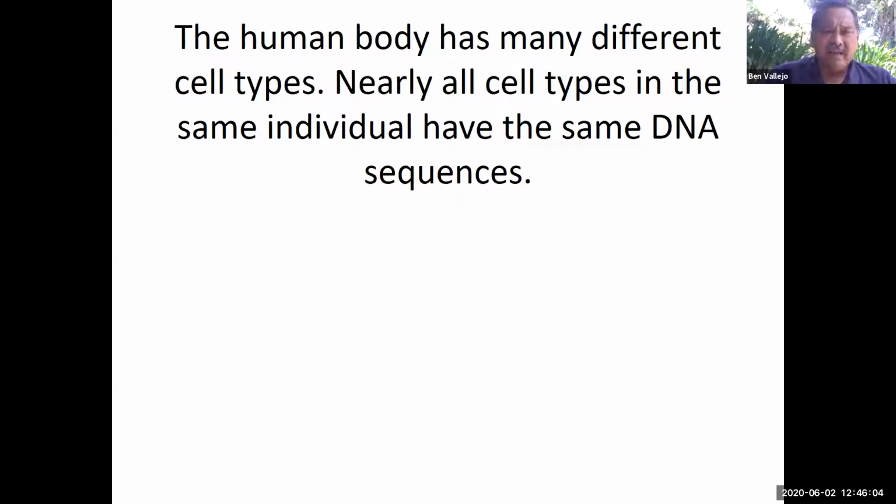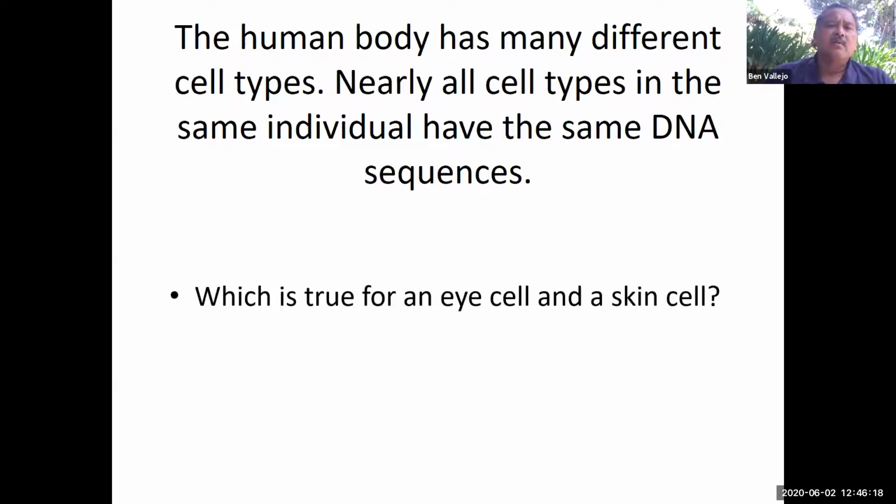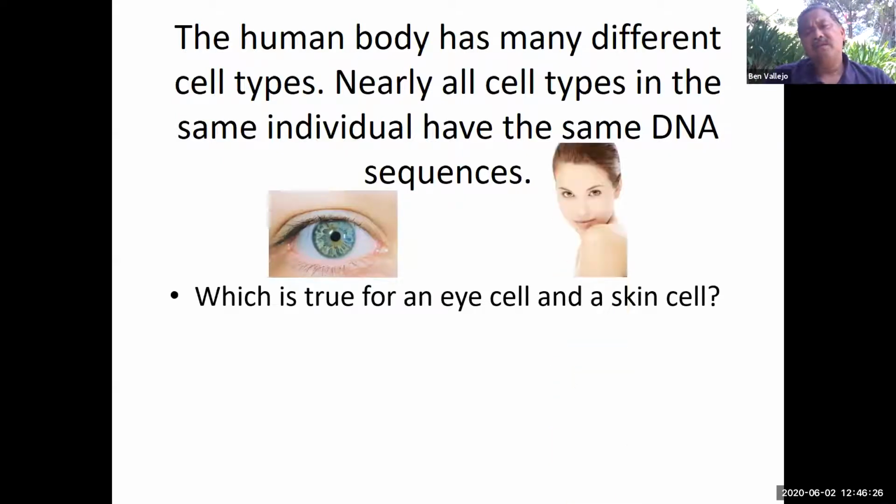But if you happen to get the book on Baryshnikov and ballet, that's not going to help you all that much. But it's there, and so all the cells in your body, just about, we'll see some exceptions, and we have seen some exceptions as we study mitosis and meiosis. All those cells in the body have the same DNA sequences. So to help illustrate this, let's consider an eye cell and a skin cell. Well, the eye cell and the skin cell, they're very different, but they have the same information.